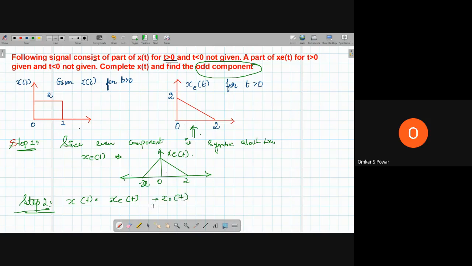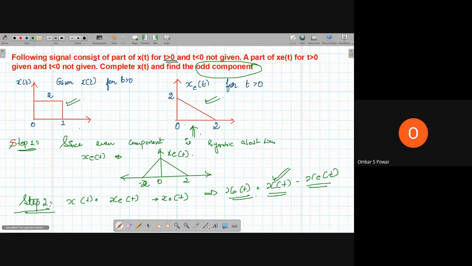Now, in order to get the odd component, what we have to do? Main signal x of t minus the even component. But x of t we know for t greater than 0, and we also know the even component. So we will get the odd component on the right side. Then, by using the antisymmetric property, we will get the whole odd component. That is the idea behind this. So x of t minus x e of t: x of t we know, x e of t also we know.